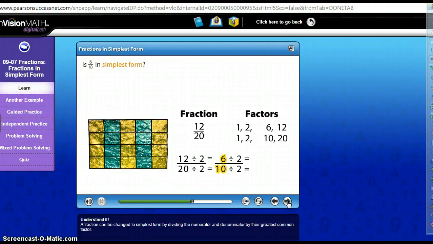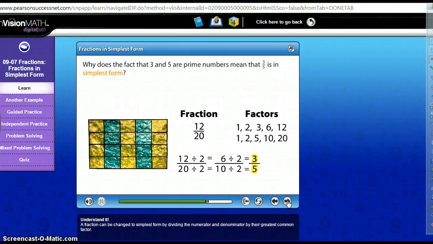Is 6/10 in simplest form? No. 6/10 is not in simplest form. 6 and 10 are even numbers, so you can divide them both by 2 again. Since 3 and 5 are prime numbers, 3/5 is in simplest form.